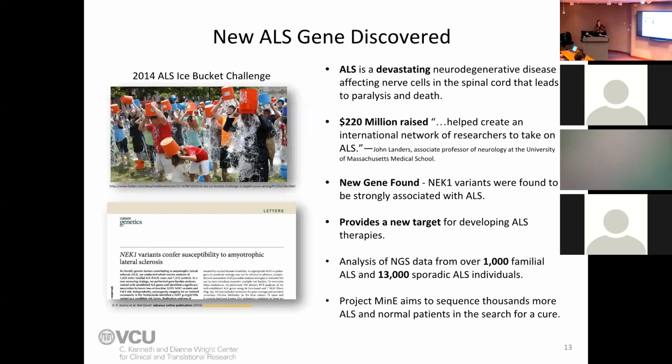So how did they do this? How did they find this gene? Well, they actually had to sequence 14,000 people with ALS and process and analyze that sequencing data to find this one NEK1 variant.